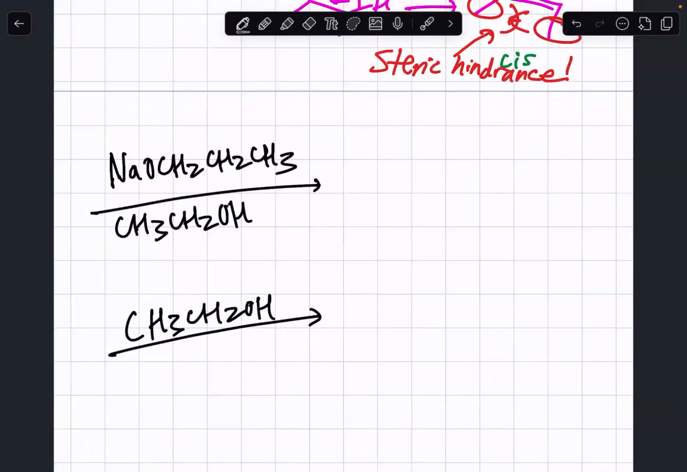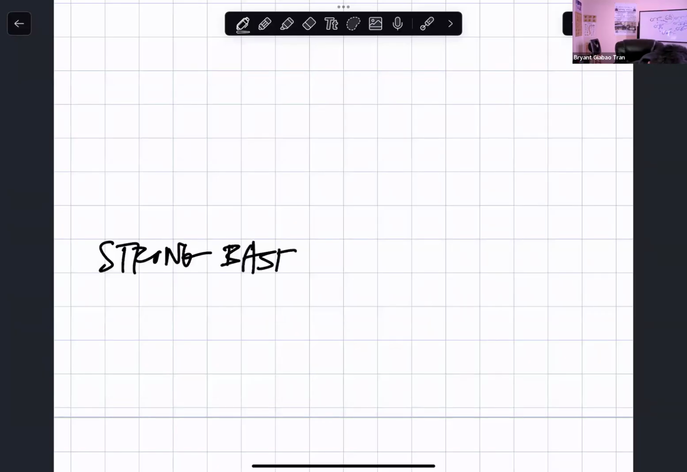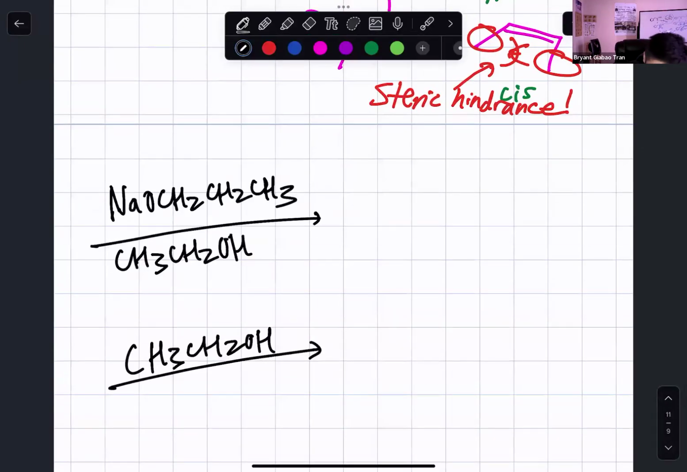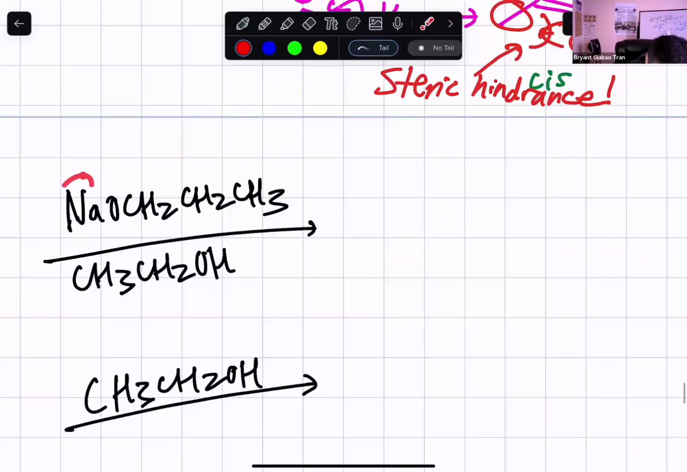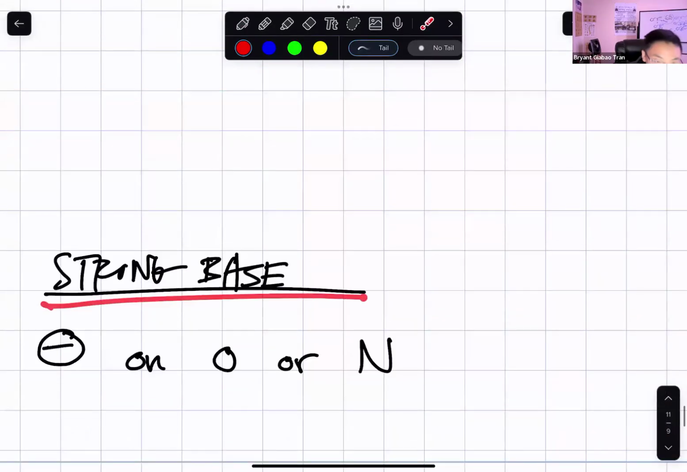Yeah. So strong bases will have, in terms of SN2, SN1, E2, a negative charge on an oxygen or a nitrogen. Right. Whenever you see Na, what charge does that associate with? Positive or negative? Positive. Yep, positive, right? And that means that whatever is attached to it is negative charge. So the O is attached to the Na, making that a negative charge O. And because this O is negatively charged, we consider that a strong base.